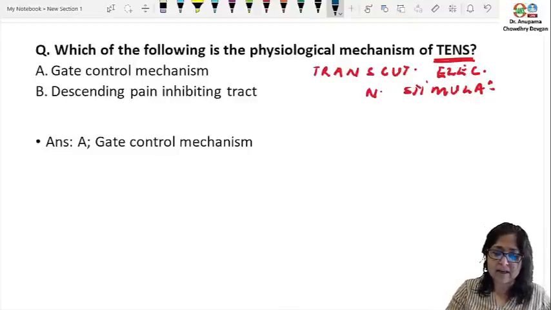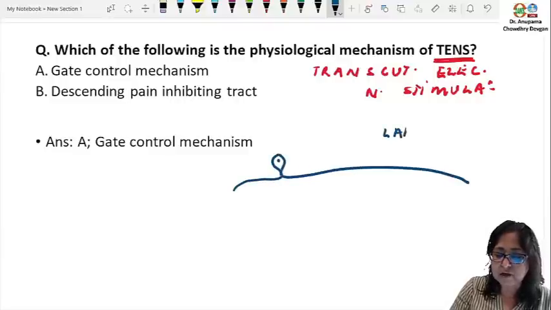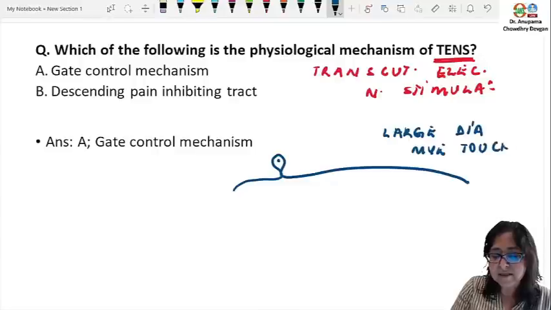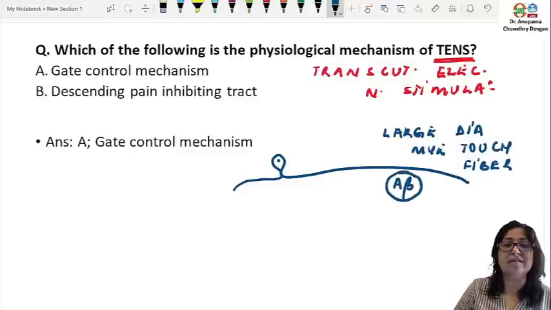By rubbing that area, you will stimulate a large diameter myelinated touch fiber. And this large diameter myelinated touch fiber that is going to be stimulated is A beta. Again, this is a question which has been asked: which touch fiber is stimulated in the gate control mechanism?